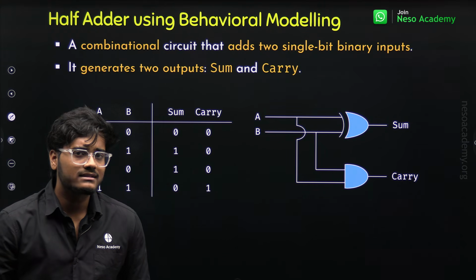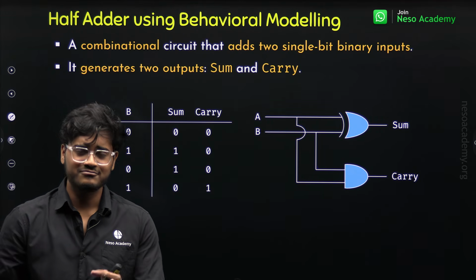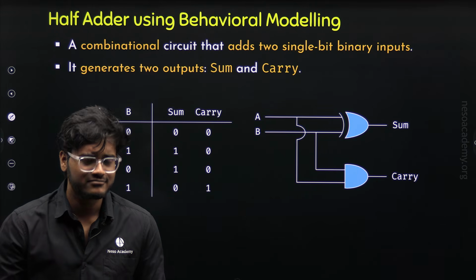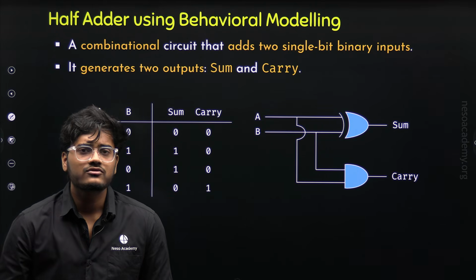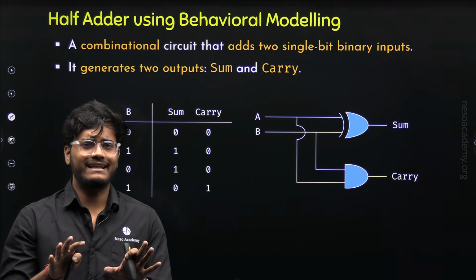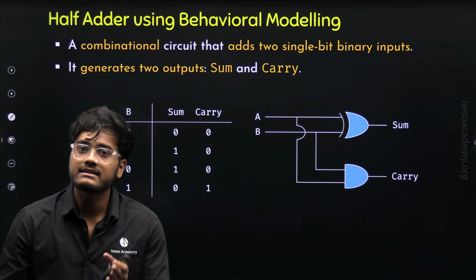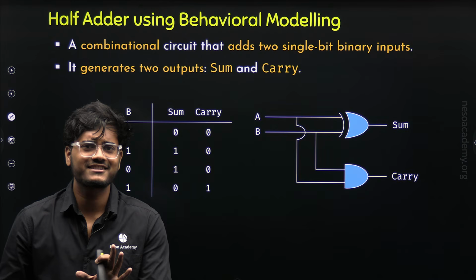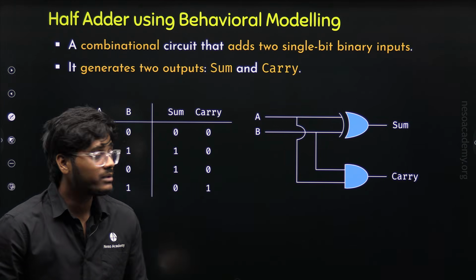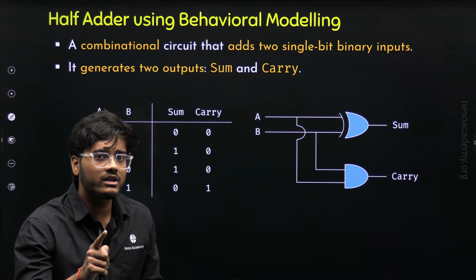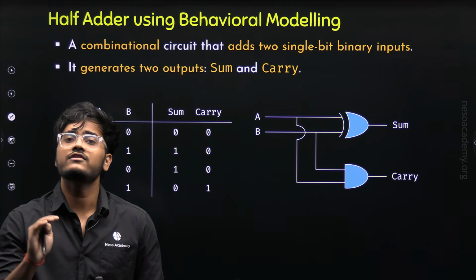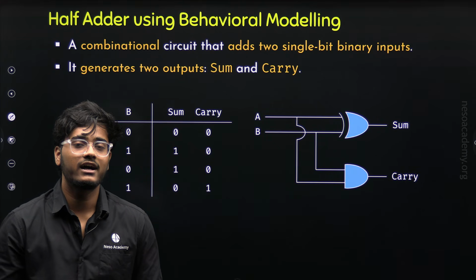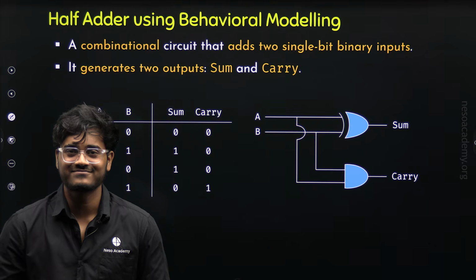Now, let's implement this half adder in Vivado using behavioral modeling. I hope you remember what behavioral modeling is. In behavioral modeling, we describe what the circuit does and not any internal logic, using sequential statements, for example, if-else statements and case statements. So, today we will implement this half adder using behavioral modeling with the help of if-else statements in Vivado. So, let's implement our half adder in Vivado using behavioral modeling.